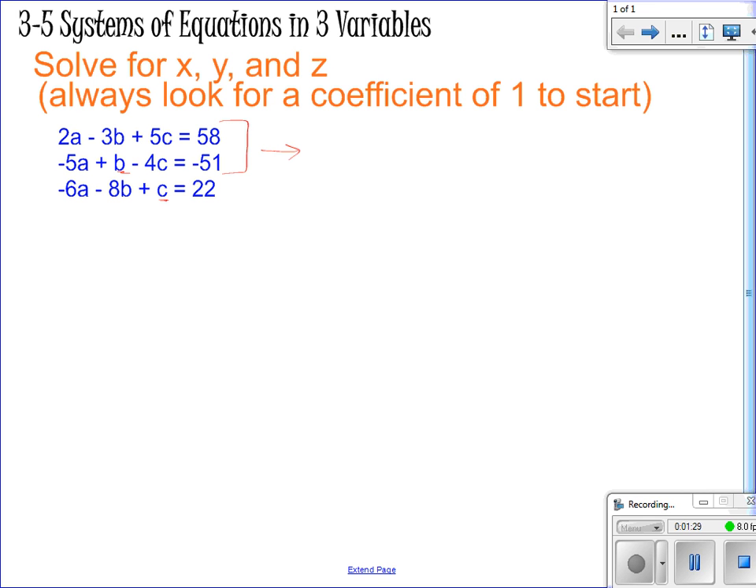We're trying to get rid of this b. So look up here. Up here we have minus 3b. So what do we need to multiply this middle equation by so that they cancel out? A 3. So we're going to multiply every single term by 3. The top one isn't going to change, so I'm just going to recopy it.